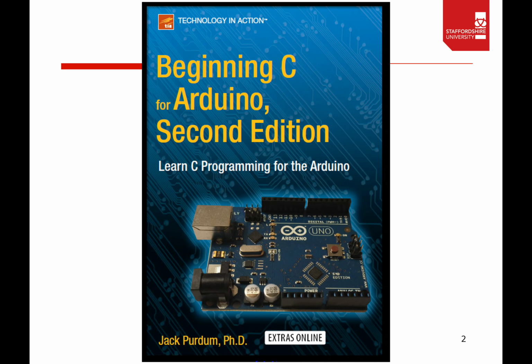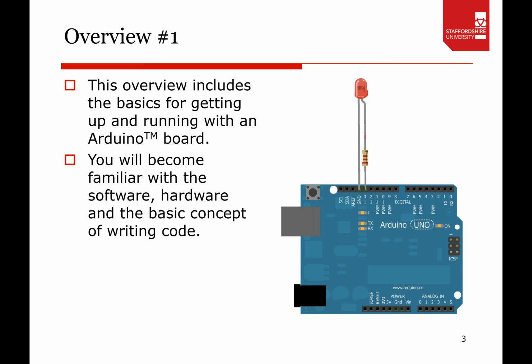Before I go on any further, if you like reading books whilst you're learning, an excellent book that is useful for this course is Beginning C for Arduino, 2nd edition. It helps you to learn C programming, especially for the Arduino. However, we will be using generic C programming in this course also. There are lots of extras online, so these can be used in tutorials and aid your learning further. Some of these extras have been used throughout this course.